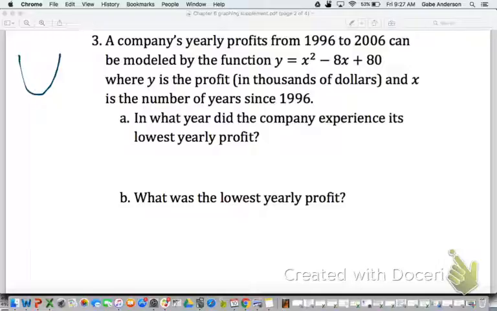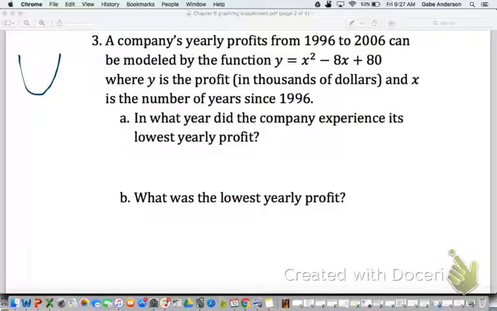So, with a parabola that opens up, what is likely going to be your lowest point? What do we call that? Vertex. The vertex. Yeah. So that's where Rocky was going with this right away, right, Rocky? Yeah. So with a parabola that opens up, the vertex would be the lowest point. So, when it asks us during what year did the company have its lowest profit, this is another way of saying, let's find where the vertex is. Okay? So, how do we find the vertex?